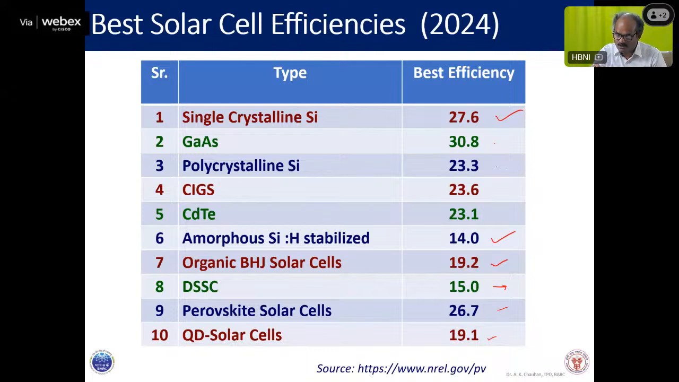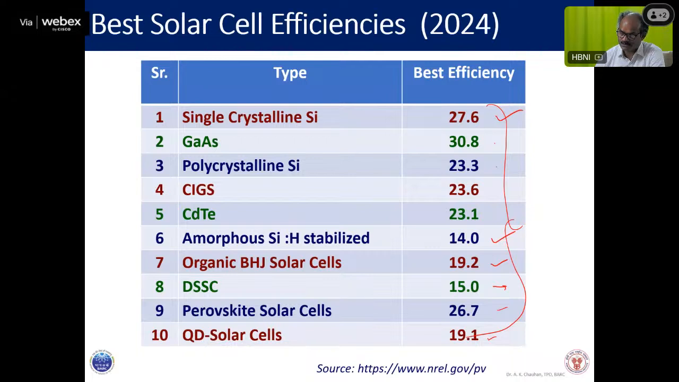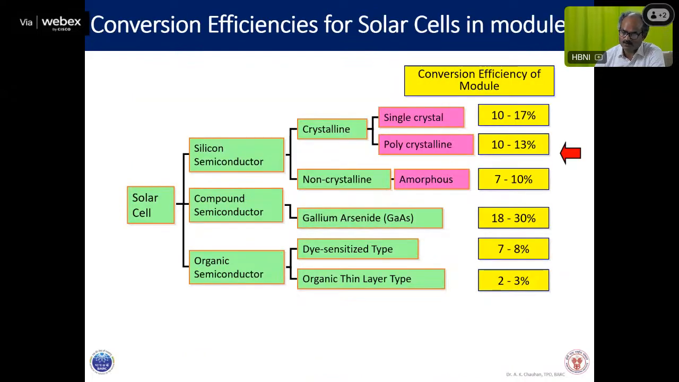But all these values are actually for the laboratory scale. Commercialized modules, which are available in the form of panels, have efficiencies very different from what I showed here. If you have crystalline silicon, you typically get 10 to 17%. In polycrystalline, 10 to 13%. Amorphous, you hardly get 7%.